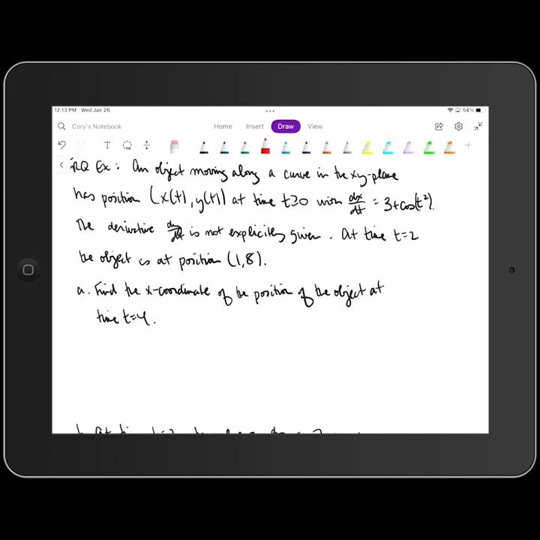Okay, so there are 4 parts to this question. Part A asks us to find the x-coordinate of the position of the object at time t equal to 4. If we're trying to find the x-coordinate of position, we do have an initial condition that pertains to that. We know that at time 2, the x-coordinate of position is 1. So that's our initial condition, where x of 2 is equal to 1. And then we're being asked to calculate x of 4.